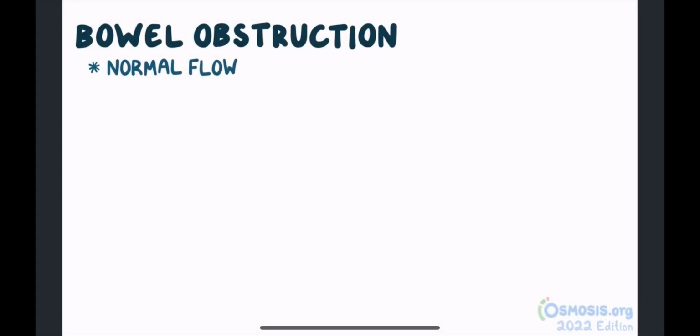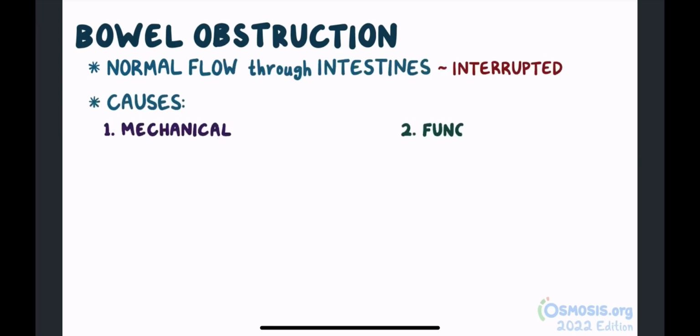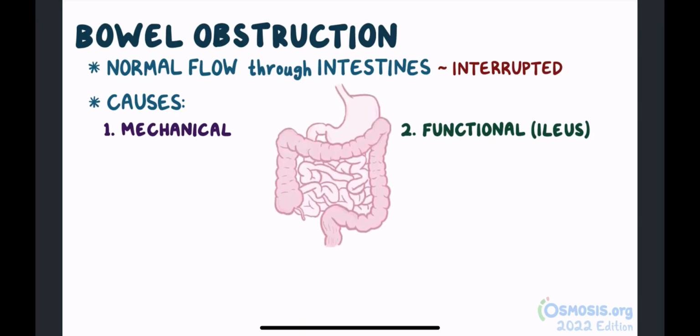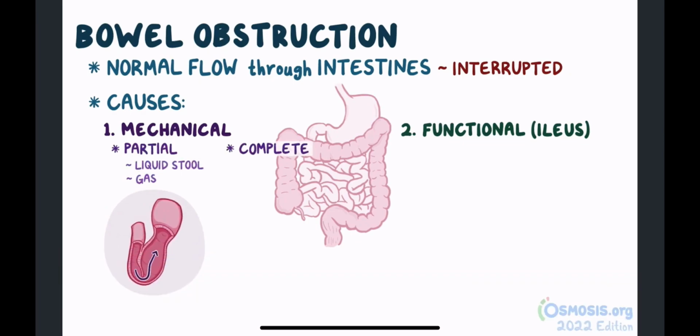Normal flow of contents moving through the intestines is interrupted. The causes of bowel obstruction can be either mechanical or functional, also called ileus. Mechanical obstruction is caused by actual blockages in the large or small intestine, and it can be defined as partial or complete. Partial obstruction is when gas or liquid stool can pass through the point of narrowing, while complete obstruction is when nothing can pass.